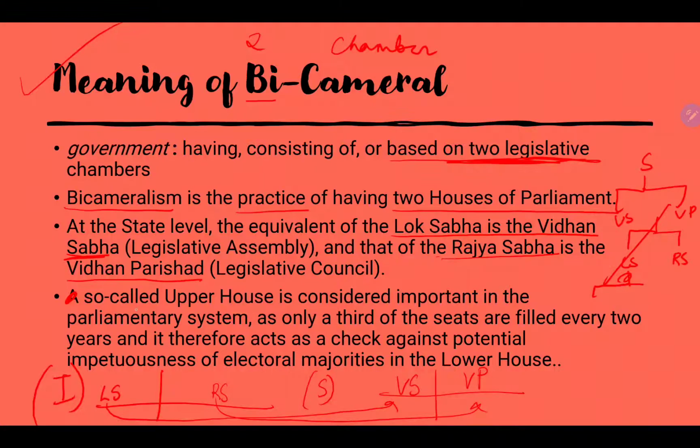The so-called upper house is considered important in a parliamentary system, as only a third of seats are filled every 2 years, and it therefore acts as a check against the potential impetuousness of electoral majorities in the lower house. This is not so important, I have pointed it out just for your understanding. One third of the seats are filled every 2 years, so Rajya Sabha has a process of changing every 2 years, in order to check and balance the situation in the lower house.